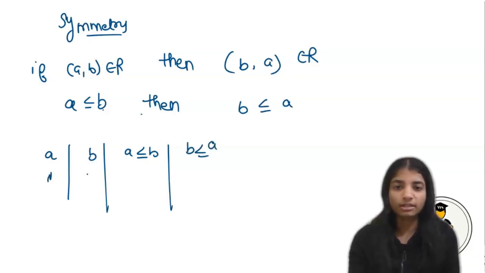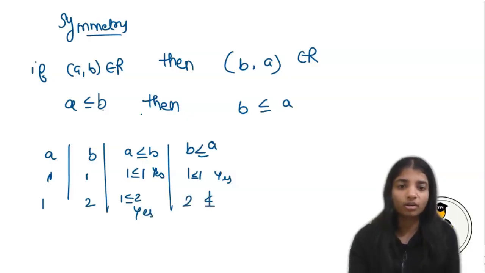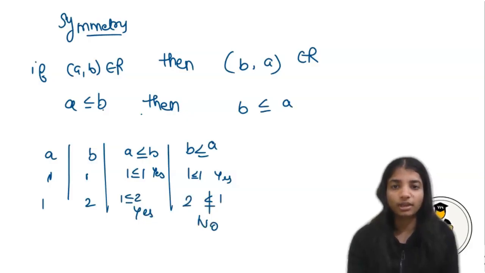If the value of a is 1 and the value of b is 1, then 1 is less than or equal to 1, so it is yes. But if the value of a is 1 and b is 2, again 1 is less than 2, so this condition is satisfied, but 2 is not less than or equal to 1, so this condition is not satisfied. So we can say that this relation is not symmetric.